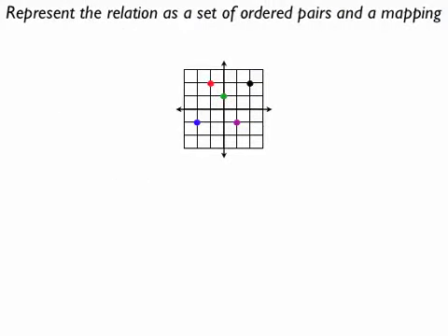This is another thing you're going to be expected to do. Start with a graph, and then write the ordered pairs and the mapping. So go ahead, write your ordered pairs down, create your mapping, and then see if you get it correct.